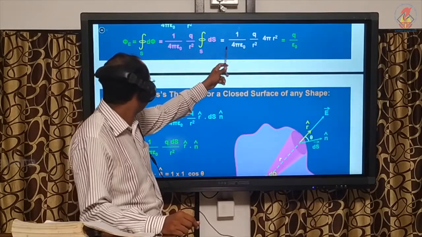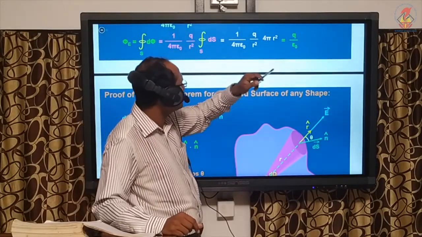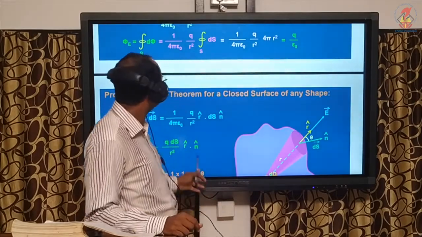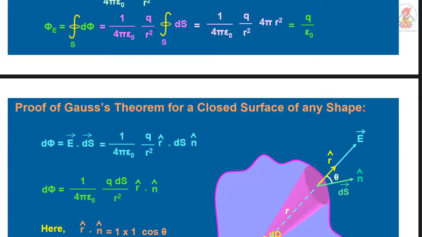So you can see 4 pi r square and 4 pi r square cancel. The remaining thing is q by epsilon 0. Therefore, we can conclude phi equal to q by epsilon 0. That is the Gauss theorem.